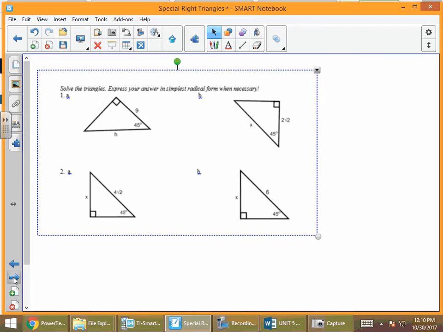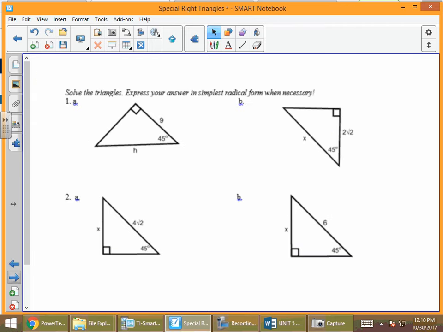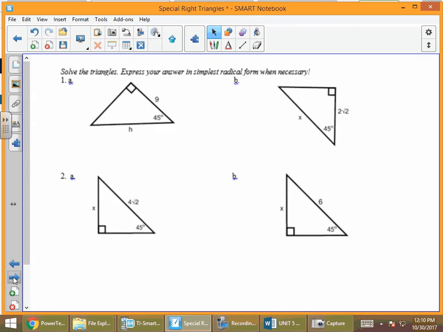So now we can see some examples of this. We're going to solve each of the triangles. Again, when it says that, you have to find all the angle measures, and you have to find all the side measures. Even if there's not a variable written there, you still have to find it. So first, I like to find the angles. If this is 90 and this is 45, what does that have to be? 45. So we found that angle.